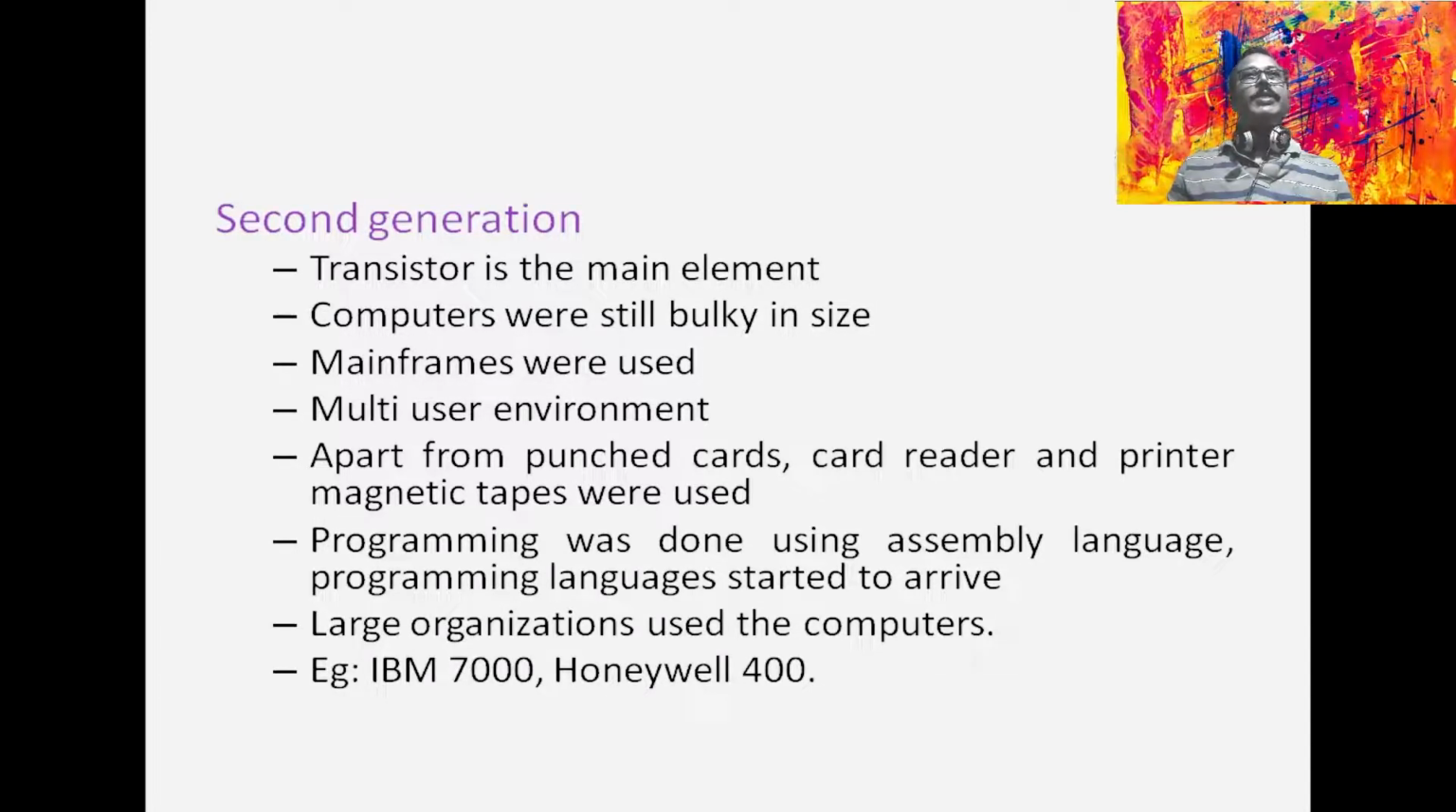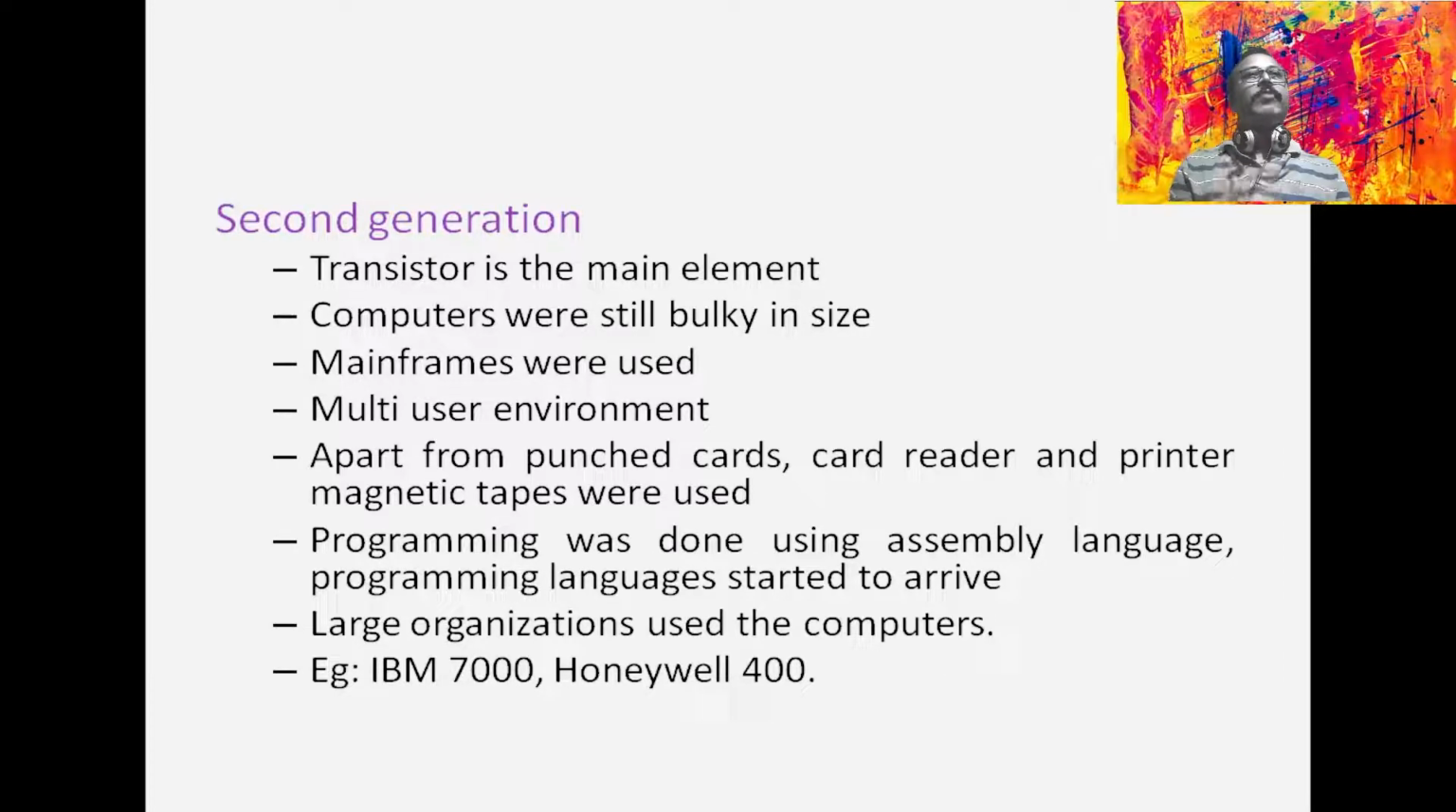Next, second generation of computers. The transistor was the main element that was introduced, but at the initial stages, the computers were still bulky in size. They were called mainframes, and as I already told you, multiple users can use those mainframe computers. Multiple clients are connected, and each client will be used by one user.